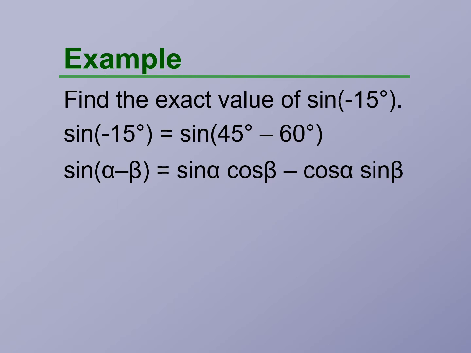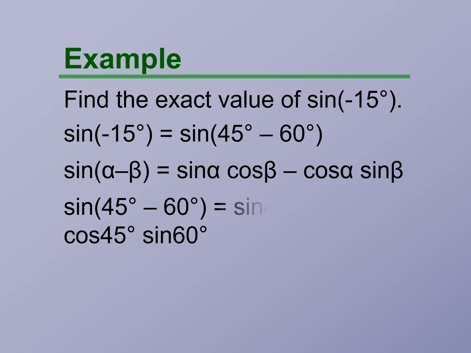So remember, the difference identity for sine says sine of your first angle minus your second angle. So sine of 45 minus 60 is equal to sine alpha cosine beta minus cosine alpha sine beta. Remember, 45 will be your alpha and 60 will be your beta. Okay, so we'll plug that information in. So again, I'm plugging in 45 for alpha, and I'm plugging in 60 for beta.